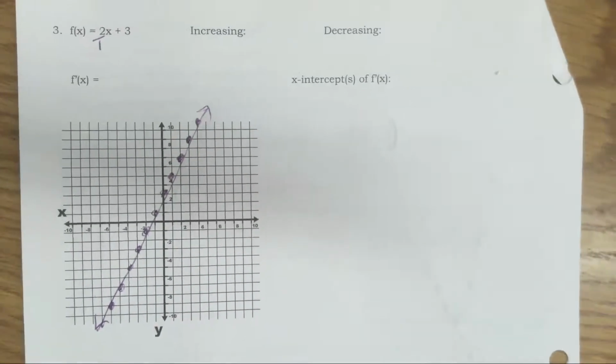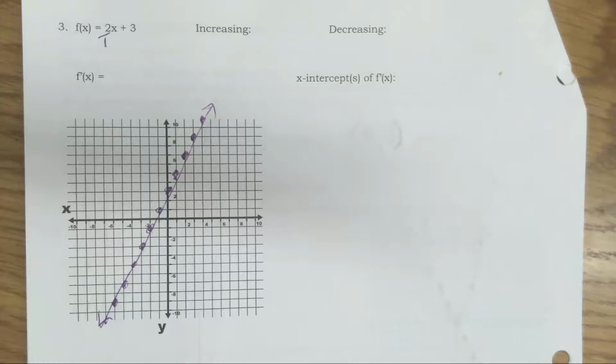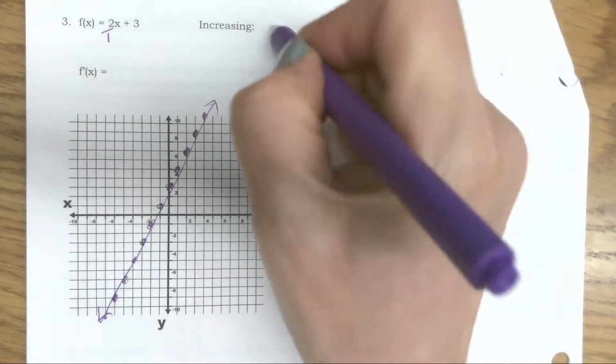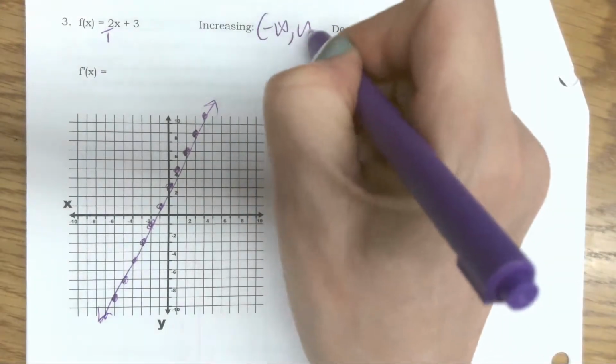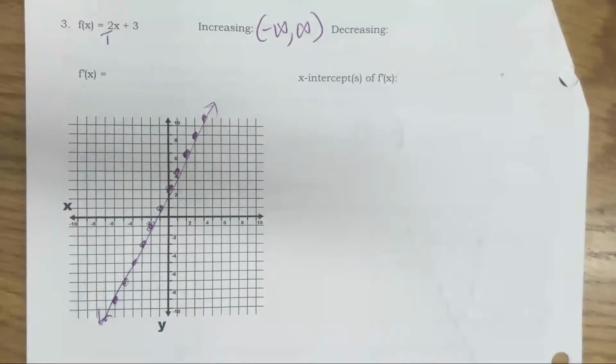Like I read a book. When is this graph increasing? All the time. From negative infinity to positive infinity. When is it decreasing?